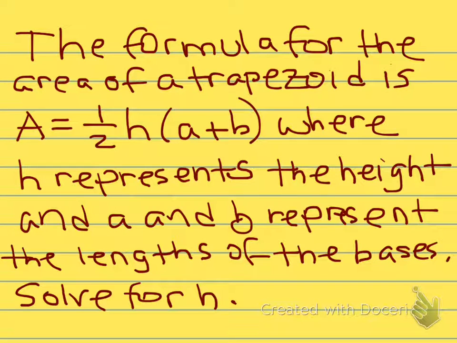And then the final problem, we're going to be given a formula, and this says the formula for the area of a trapezoid is A equals 1/2 h times (a plus b), where h represents the height and a and b represent the lengths of the bases. So we're going to first solve for h, meaning we want to get everything away from the h. So we need to start by what's not directly with the h, which is the a plus b. So if I'm going to cancel that out, since it's h times (a plus b), I'm going to divide both sides by a plus b.